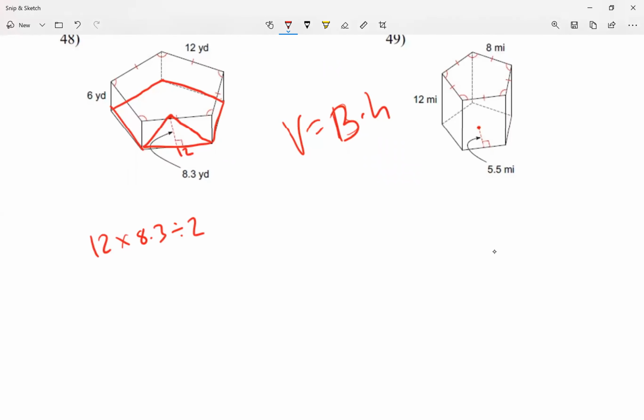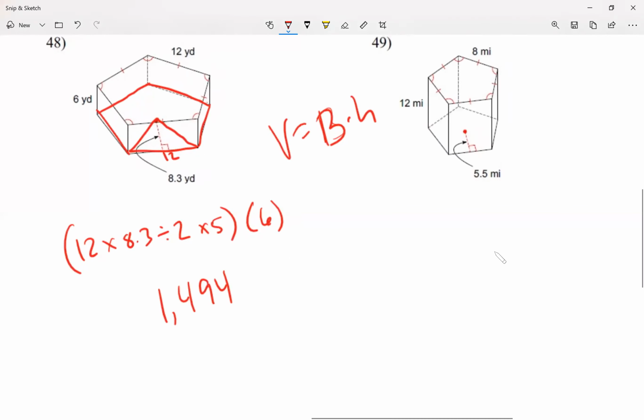Whatever I get for the triangle, I'm going to multiply this by 5. That will give me the whole base. There's 5 sides, so that's why I multiply by 5. The height in this case is 6. So I'm just going to go 12 times 8.3 divided by 2 times 5 times 6. And I get 1,494. If you have a decimal, round it to 1 decimal place.